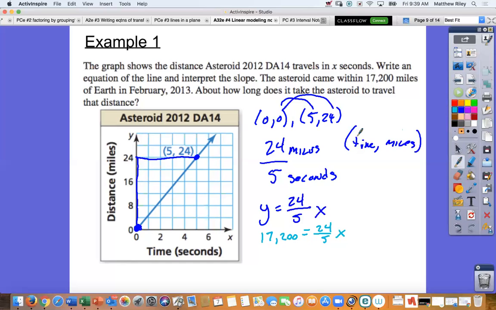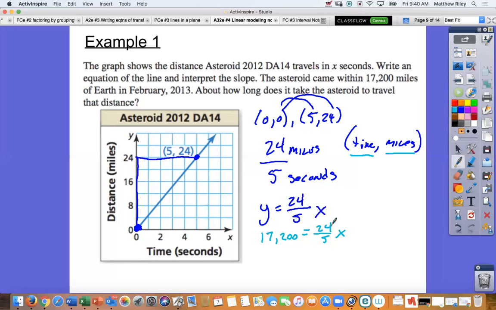So again, this is the whole reason why we write stuff like this. It might seem kind of silly, like, man, why are we having to keep writing this? Because when we actually get into real life examples, or we put some context with it, we start to forget what's what. So time is your x, y is your miles. So I want to know after how much time, what's my x going to be when my miles, or my y, is 17,200.